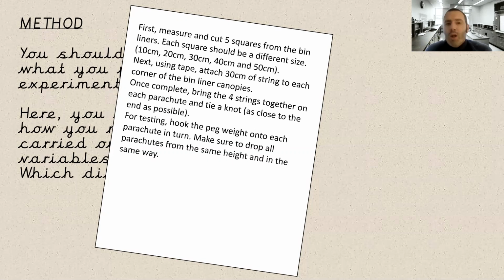For testing, hook the peg weight onto each parachute in turn. Now, I'm going to make a criticism of this because I've made a mistake. I don't tell you where you hook the peg. I drew a nice diagram, but I didn't show how the peg was hooked. Now, a dolly peg has got 2 little legs.